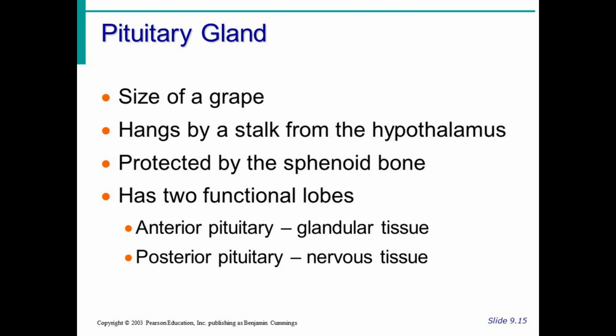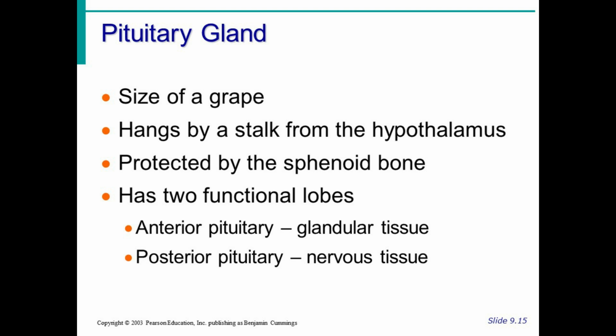So it is the size of a grape and it is called the master gland of our endocrine glands. It hangs by a stalk. That stalk is called infundibulum from the hypothalamus. It is protected by the sphenoid bone, which we have discussed in our skeletal system, and it has two functional lobes. It has the anterior pituitary, which is glandular tissue, and our posterior pituitary, which is our nervous tissue.